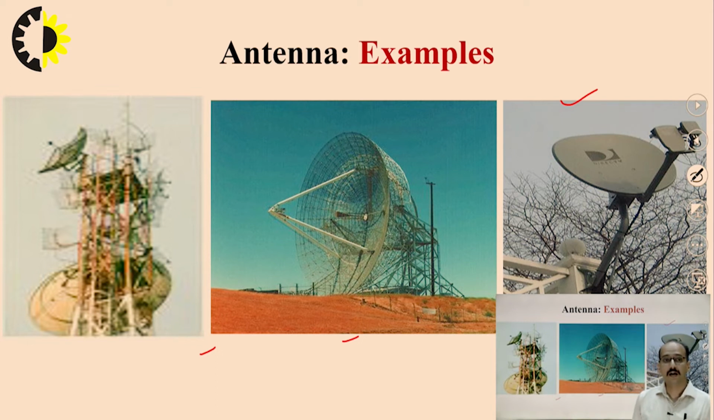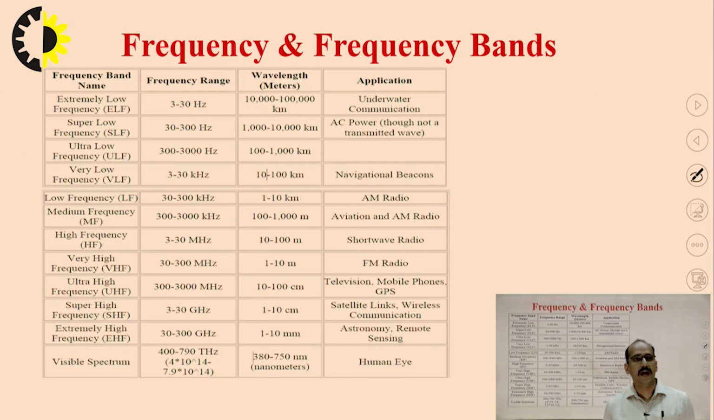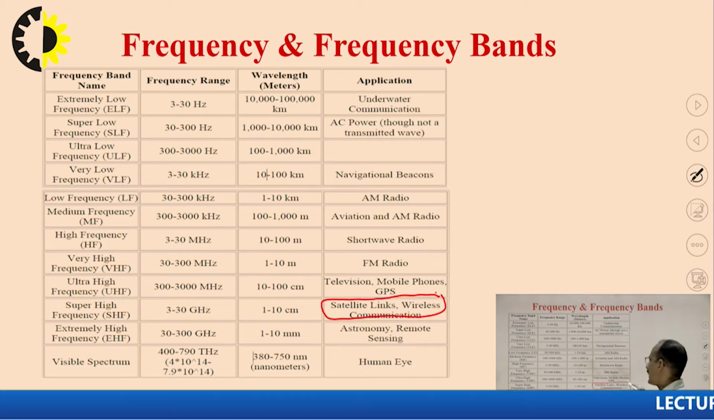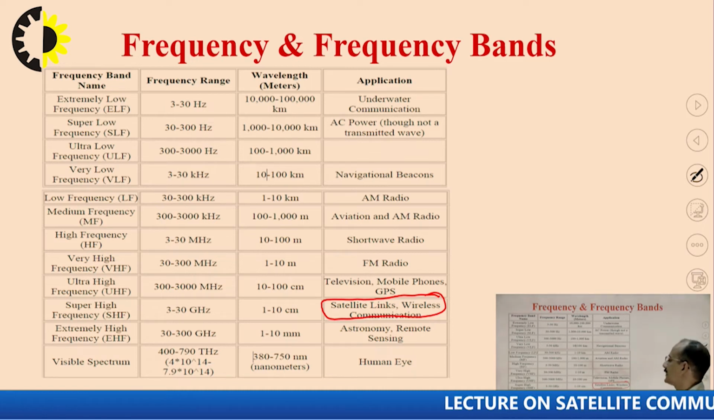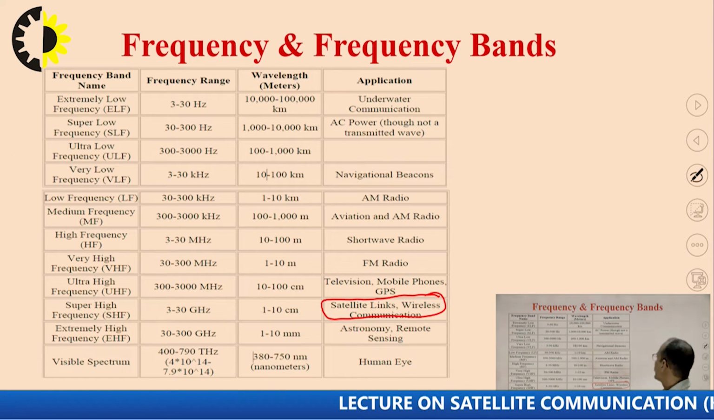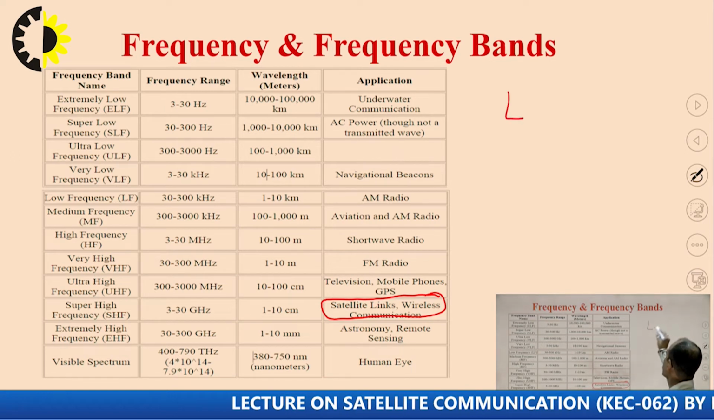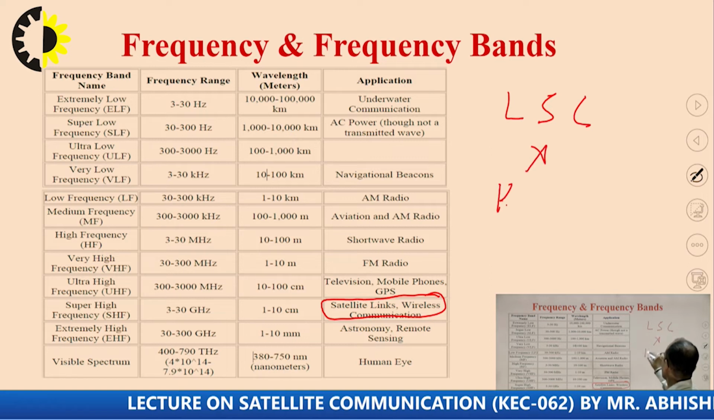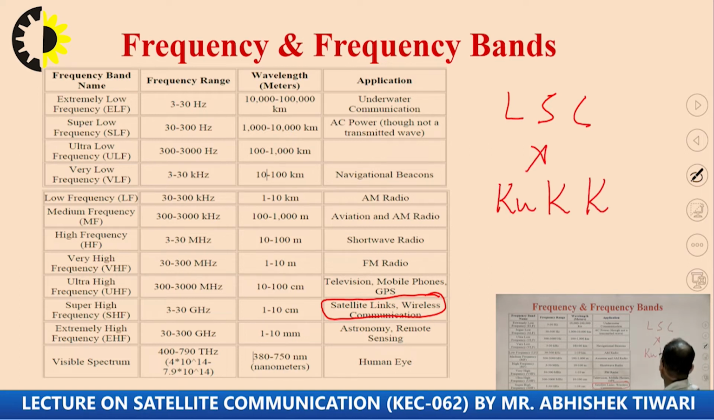But when we are talking about the satellite system, we have some specific frequencies and bands. We have these ELF, SLF to visible spectrum, EHF range. These all frequency bands are present. But out of these frequency bands, only this SHF, super high frequency, which is from 3 to 30 gigahertz, is used for the satellite link. It is divided, as per the previous discussion, into L, S, C, X, Ku, K and Ka bands.